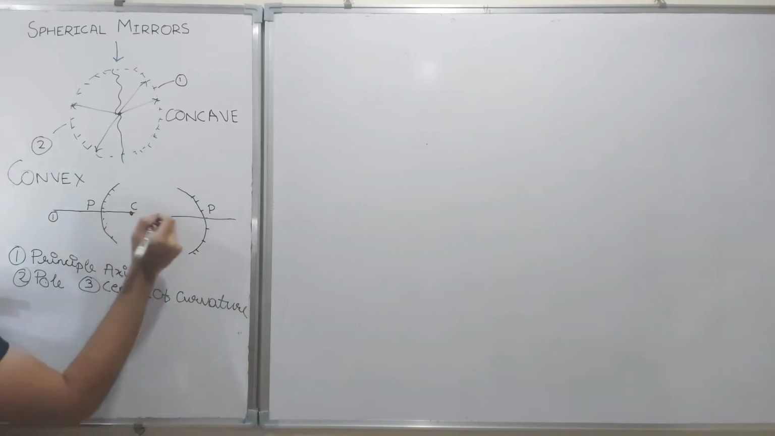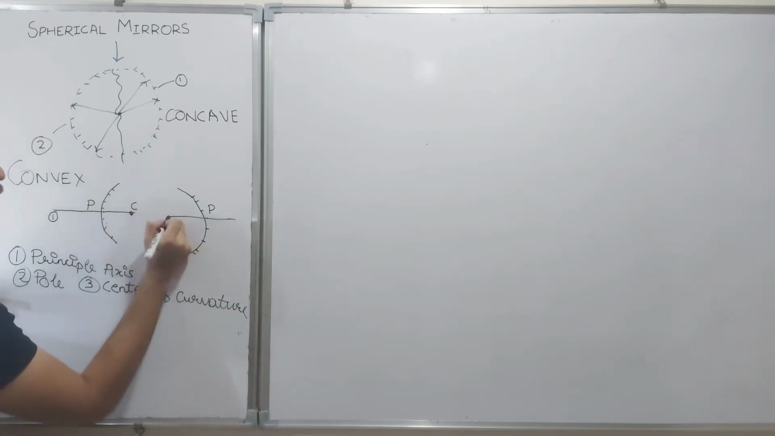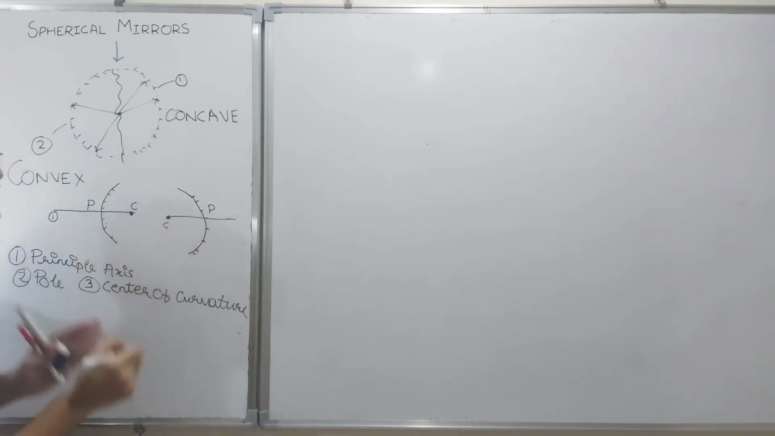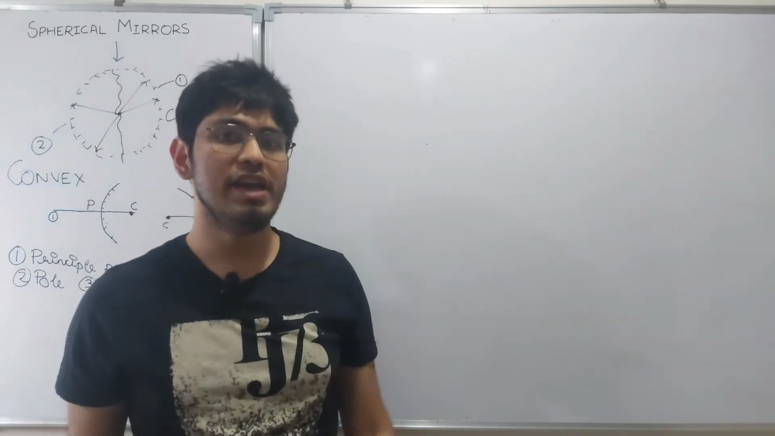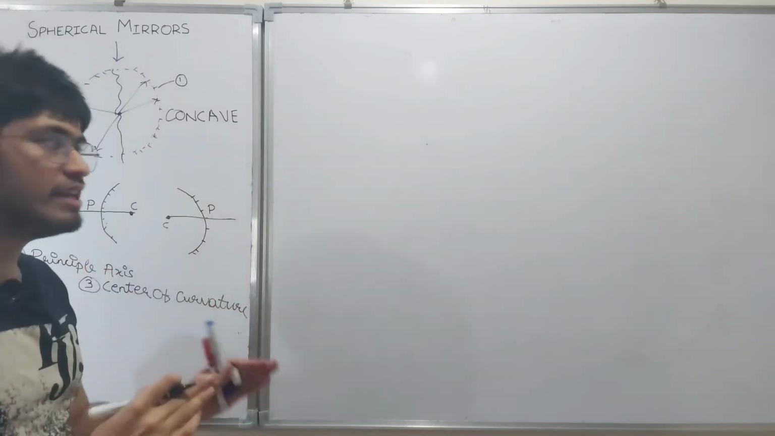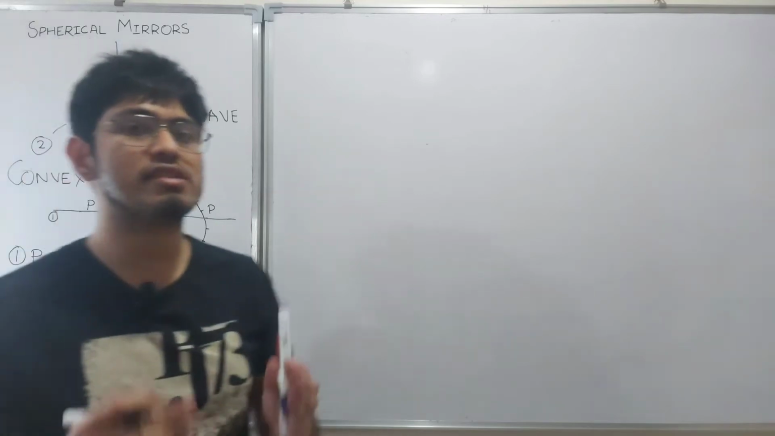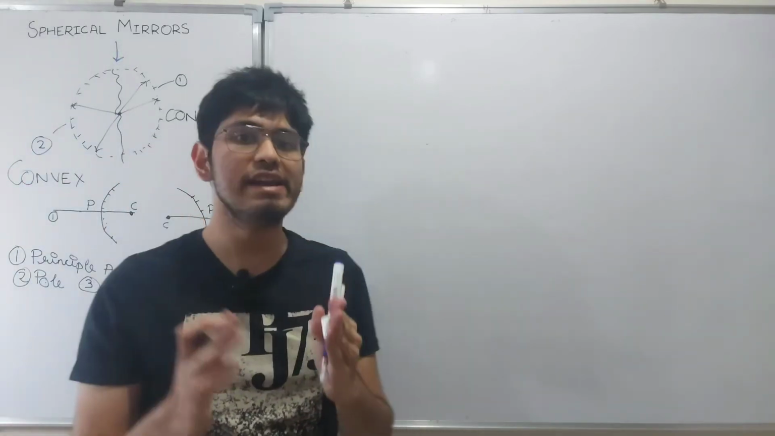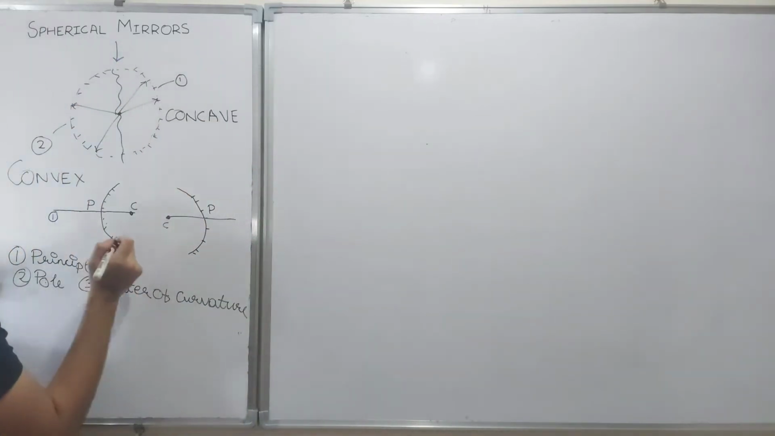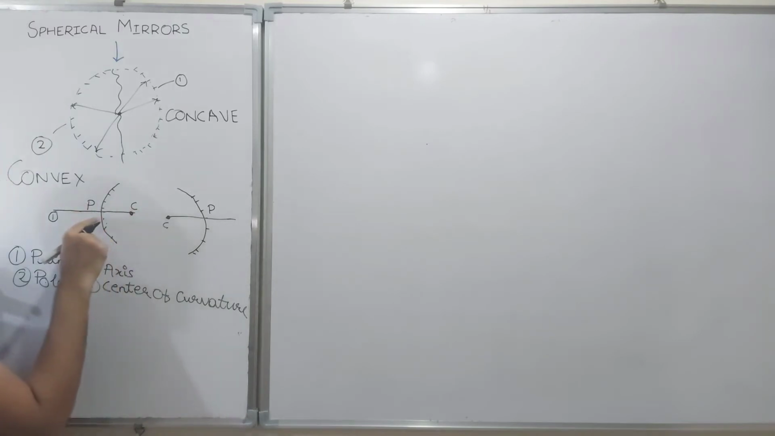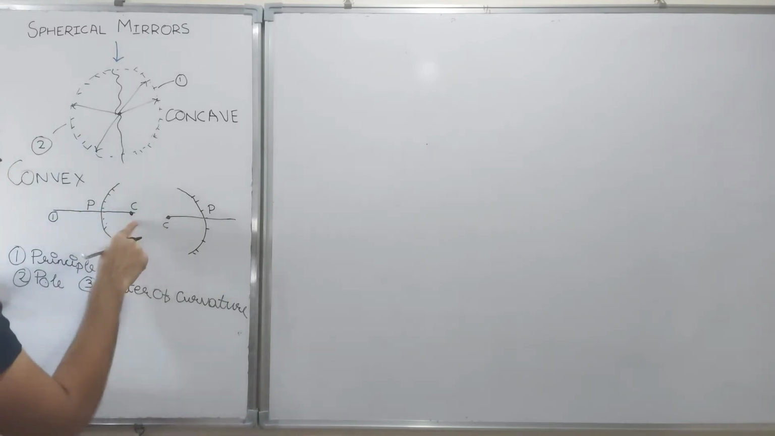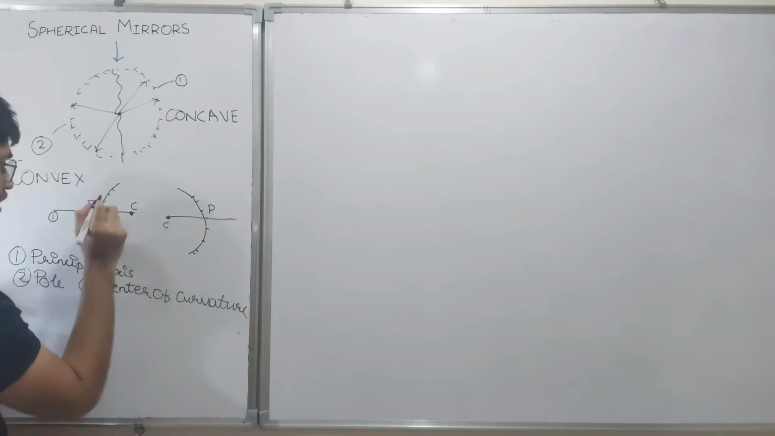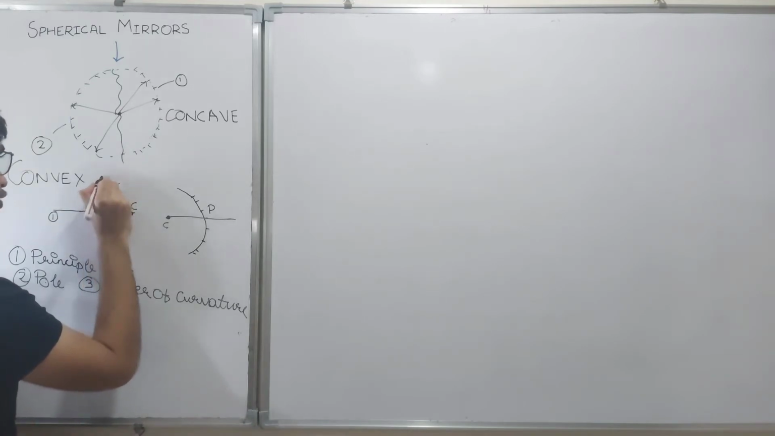Now, there are some more terminologies. Here also, we are going to get the center of curvature somewhere over here. Another term that we are going to get is the radius of curvature. What is this radius of curvature? By radius of curvature, we basically mean the distance between the pole and the center of curvature. Let me mark it over here.